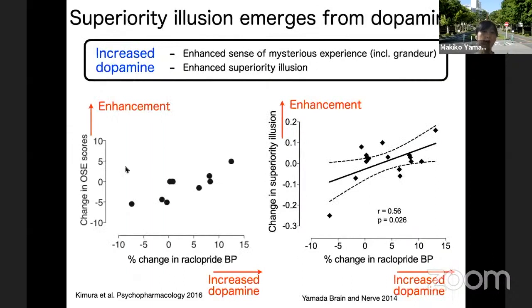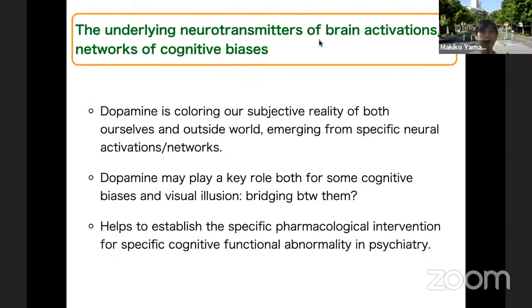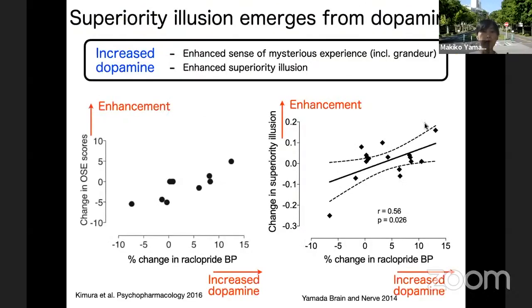We have found that an increased level of dopamine in the striatum was associated with enhancement of OSE scores, which is a subscore of the consciousness scale. This indicates an enhanced sense of mysterious experience in a positive way, including grandeur. And also we found that an increased level of dopamine in the striatum enhanced superiority illusion.